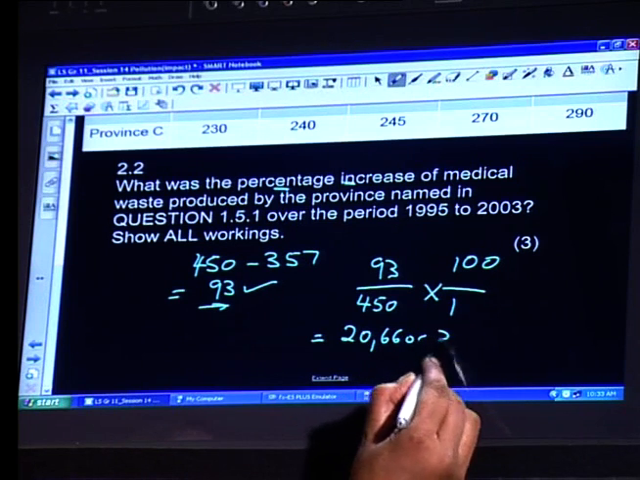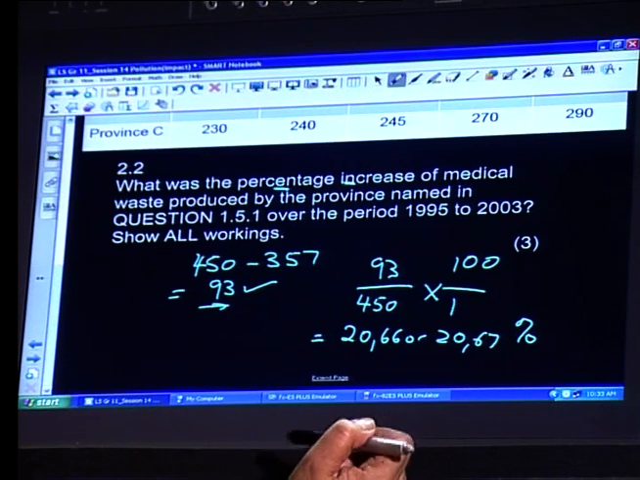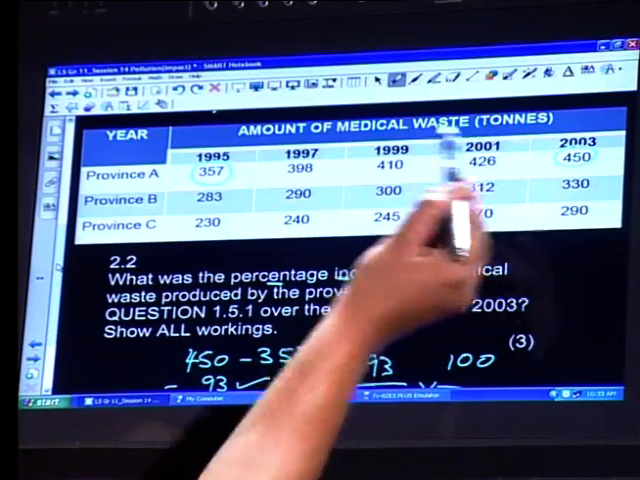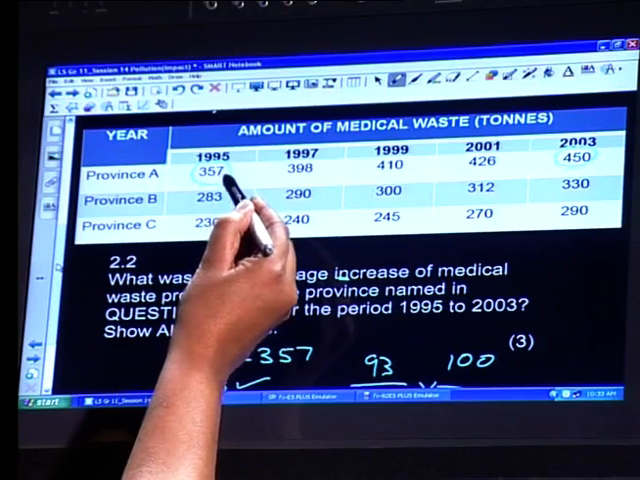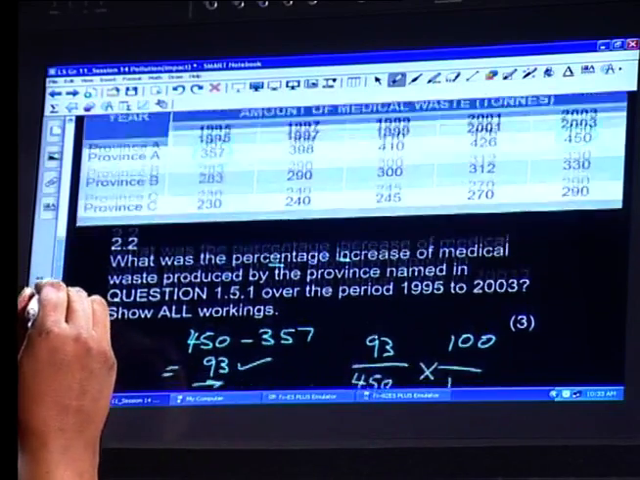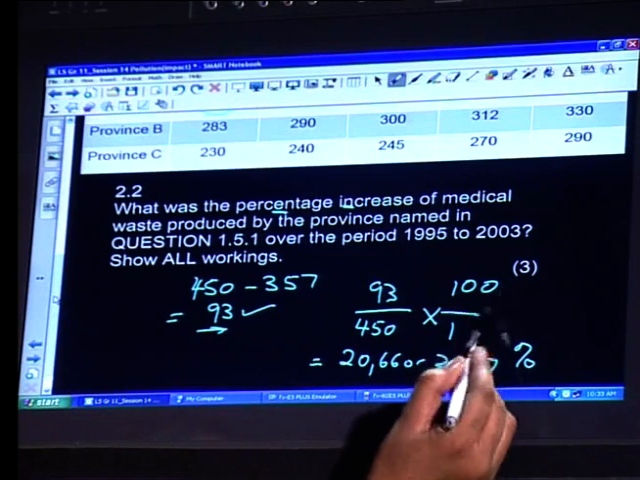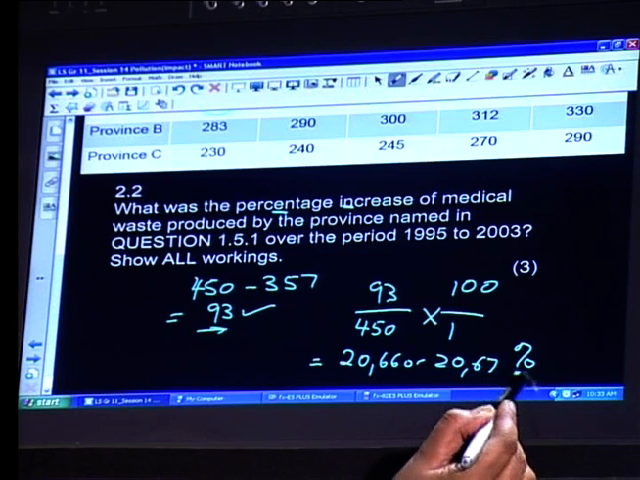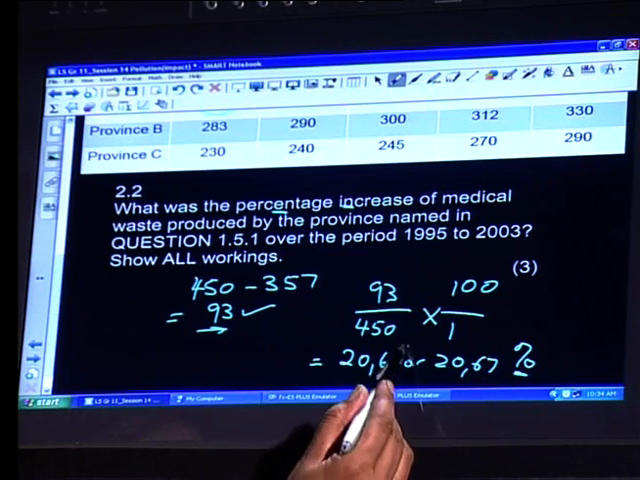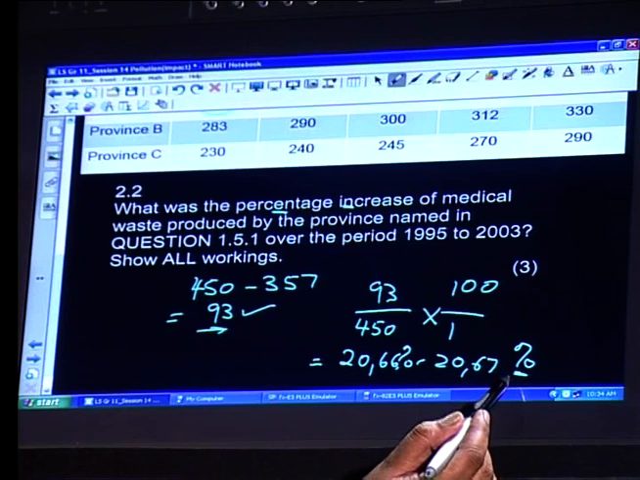Or you can say 20.67% increase. So that is how you work out a percentage increase. If you look at it again, province A, the bigger amount minus the smallest amount, the end and the start, the difference over the bigger amount, which is 450, times 100 over 1 because it's percentage, and your answer needs to be in percentage. If you leave your answer like that, just 20.66 or 20.67, it will be marked wrong.